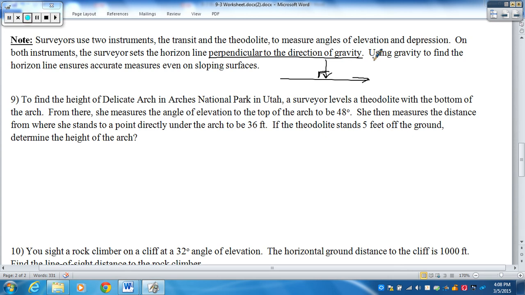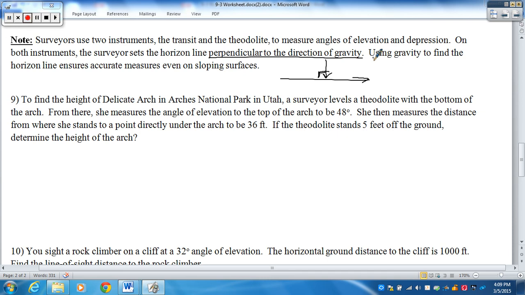So using this instrument, we're going to go out to Arches National Park in Utah. Now, if you've ever been out west, in Colorado, Utah, you know, Arizona, you got the Grand Canyon, which is down into the ground. Okay, those are arches into the ground. And then you've got out in Utah and Colorado, arches that actually come out of the ground. Okay, and we're going to measure the height of one of these arches. Surveyor levels a theodolite with the bottom of the arch. From there, she measures the angle of elevation to the top of the arch to be 48 degrees.